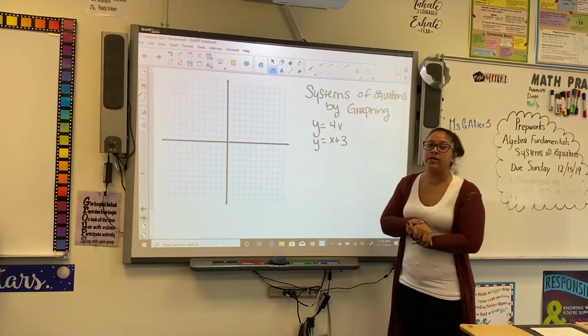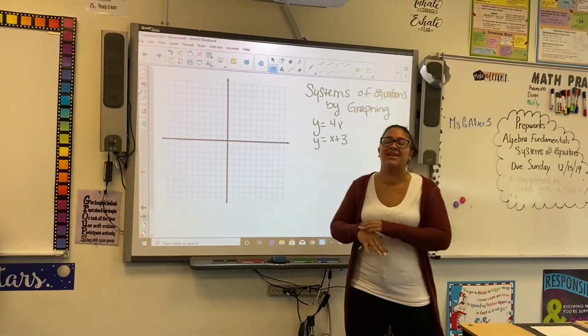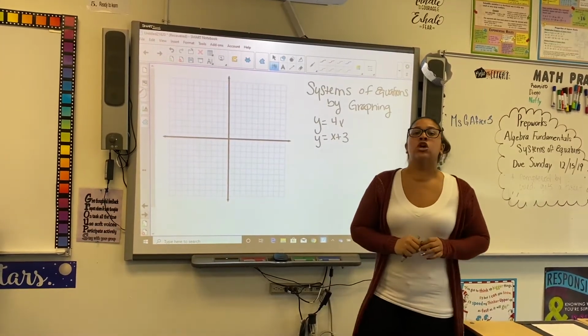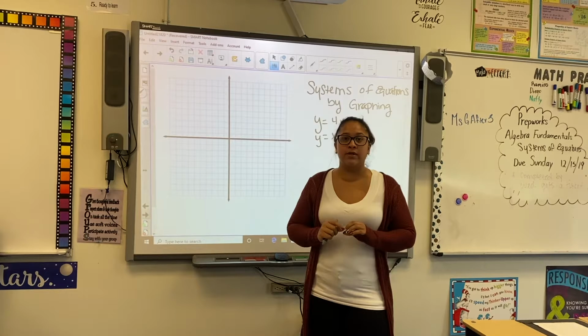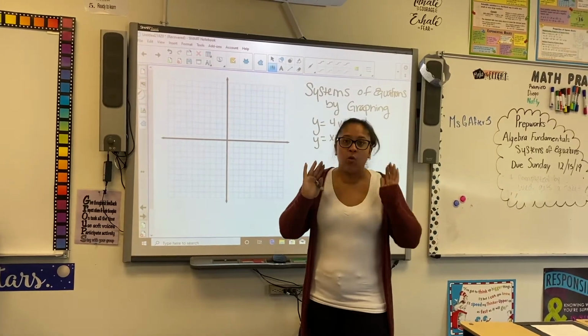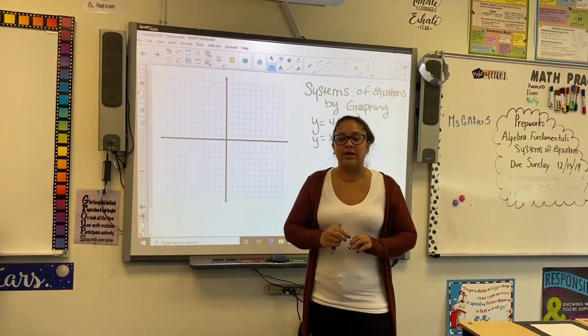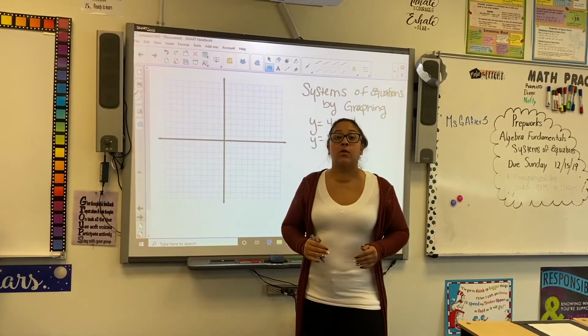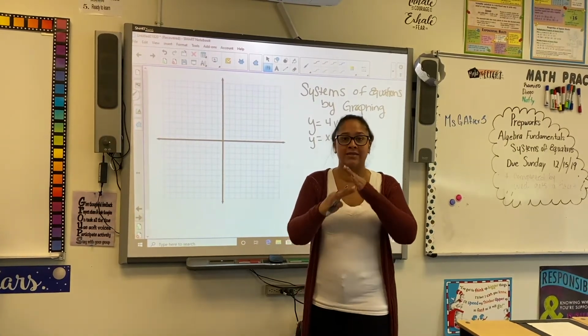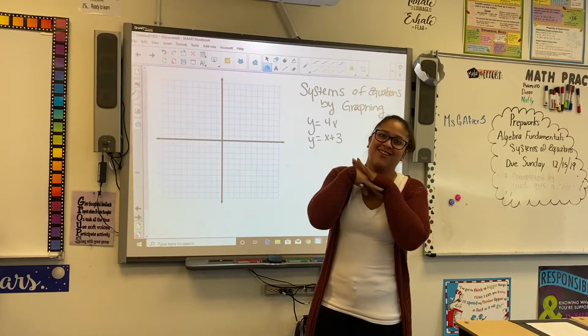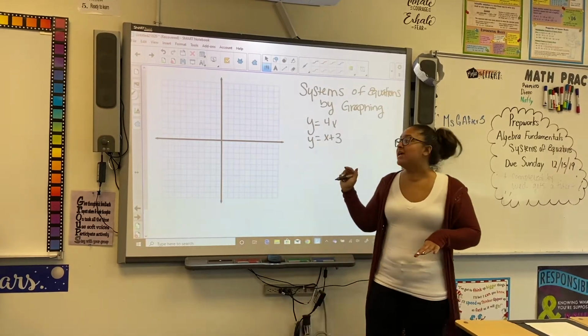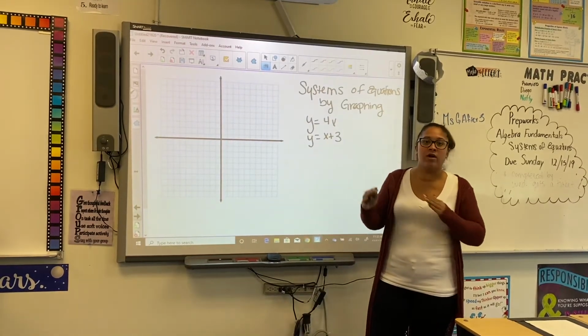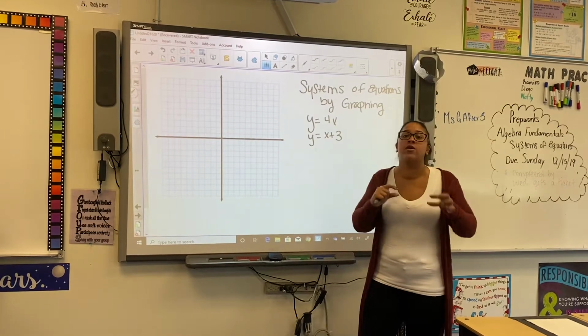So with systems of equations by graphing, first things first, in any systems of equations, you have to remember that your answer is going to be in coordinate form. You're giving the coordinates because what we're trying to figure out with systems of equations is where our lines intersect, okay? So with graphing, it shows us exactly where they intersect, and our answer is the coordinate of where they're going to intersect, okay?